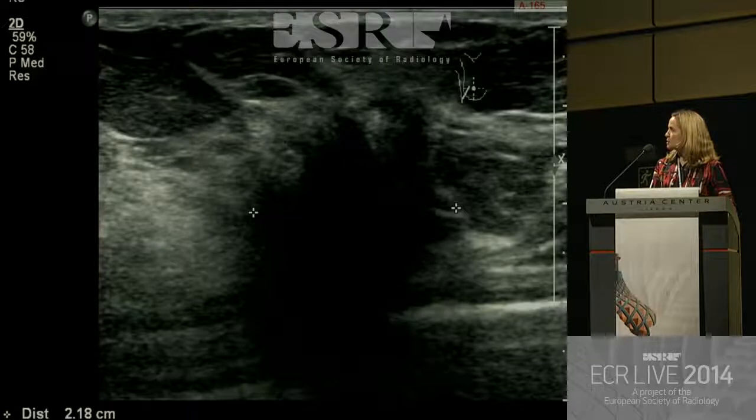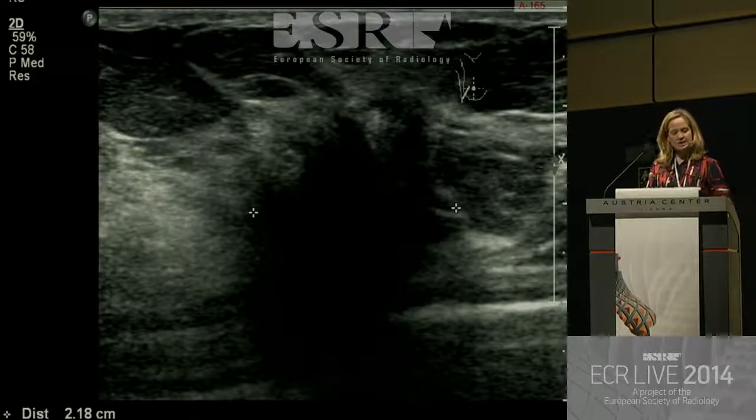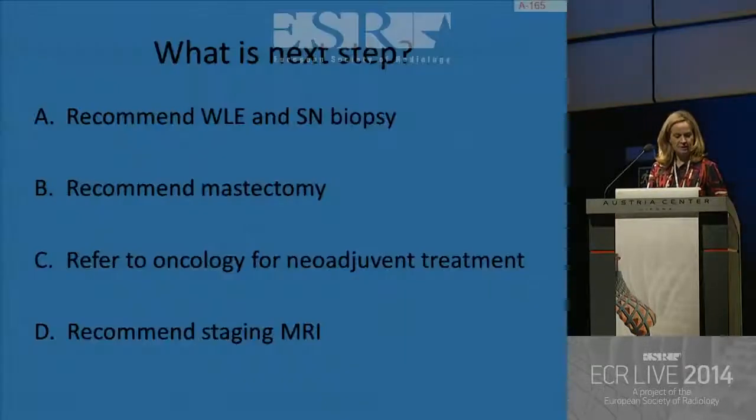She had an ultrasound which confirmed the presence of a 2-centimetre irregular hypoechoic mass. This was biopsied and yielded invasive lobular cancer. So my first question is, what is your next step?